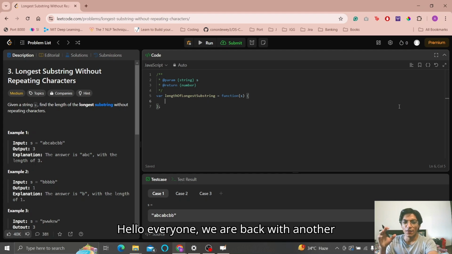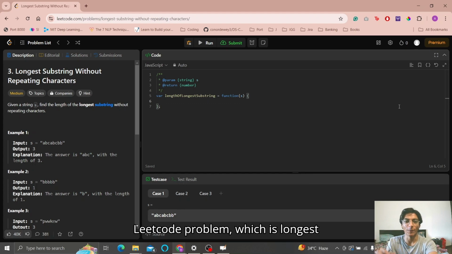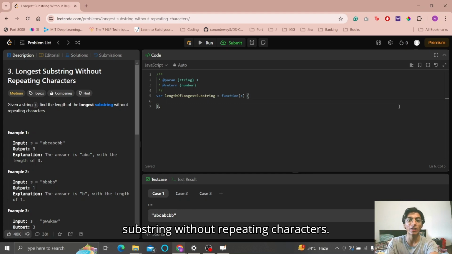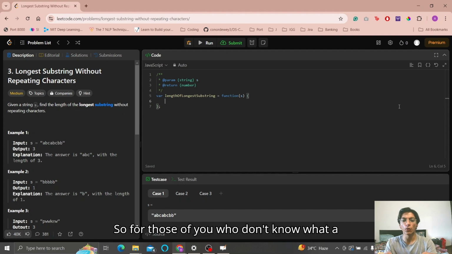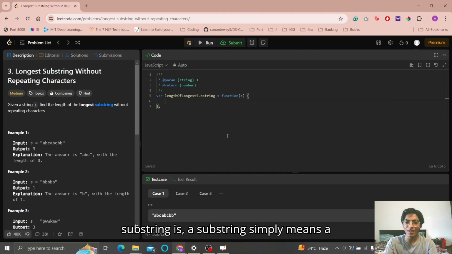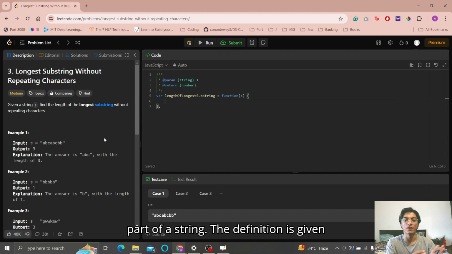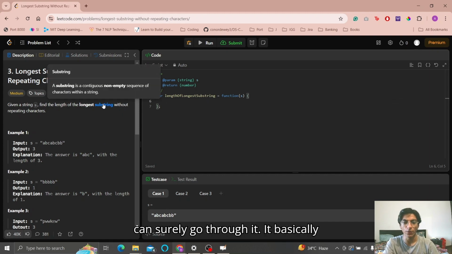Hello everyone. We are back with another video where we solve another classic Leetcode problem, which is longest substring without repeating characters. For those of you who don't know what a substring is, a substring simply means a part of a string. The definition is given here. Whenever you go to solve it, you can surely go through it.